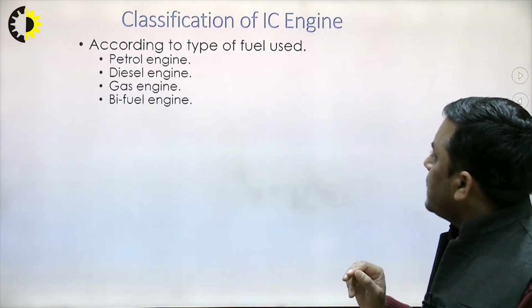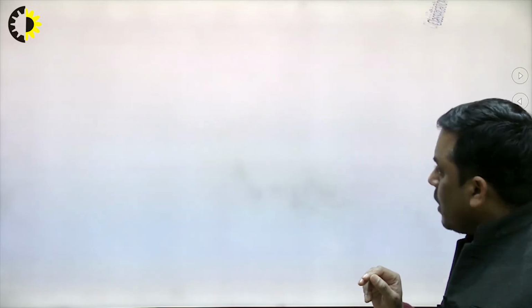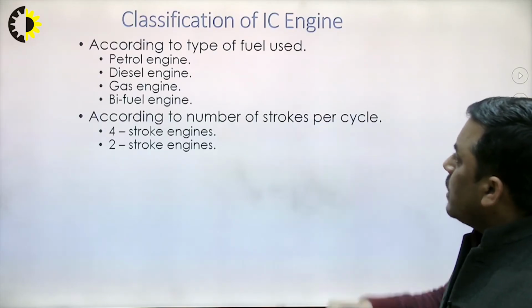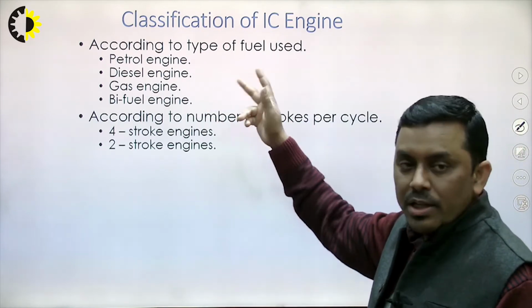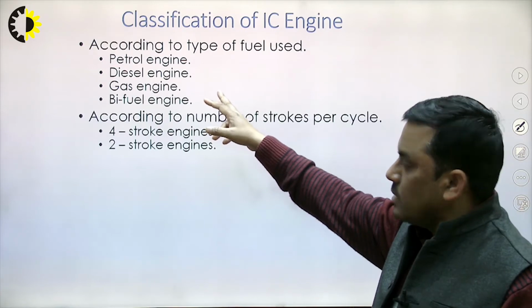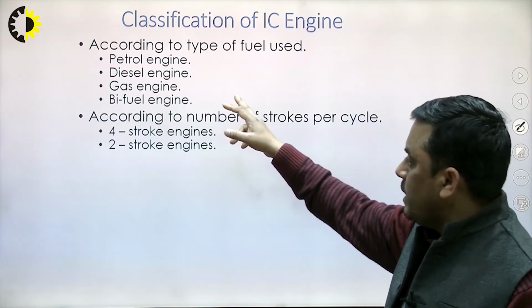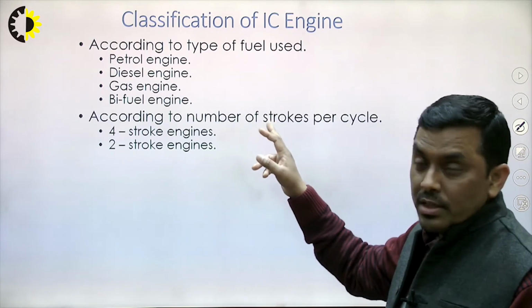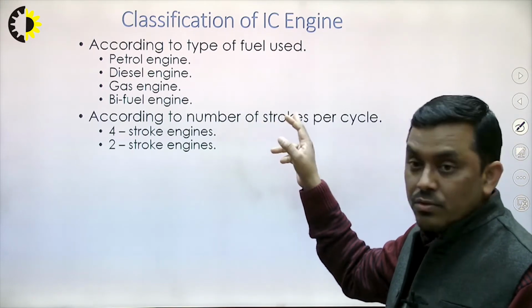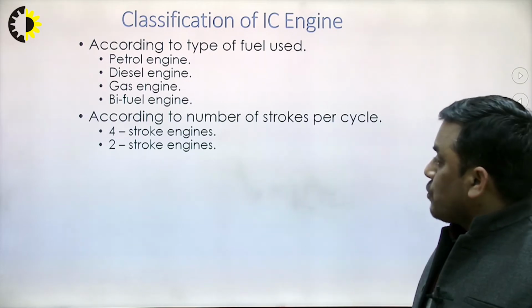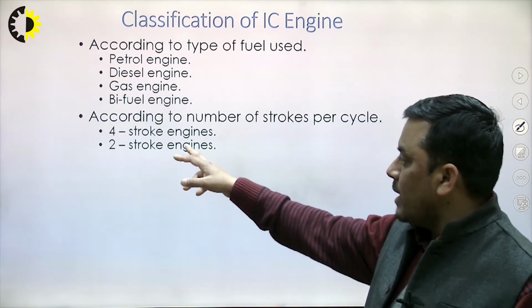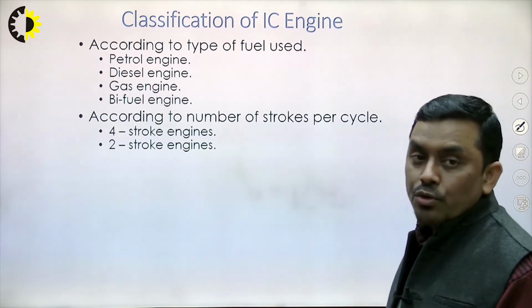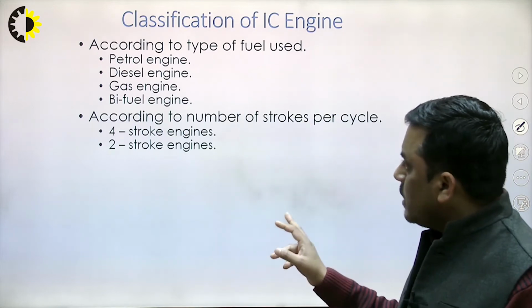How does the classification of IC engines take place? First, we can classify on the basis of the type of fuel used: petrol engine, as we all know, diesel engine, gas engines, which we are using nowadays, and bi-fuel engines too, a combination of fuels. According to the number of strokes also, 4-stroke and 2-stroke, I will define what we mean by stroke. So on the number of strokes per cycle, we can also classify the IC engine.